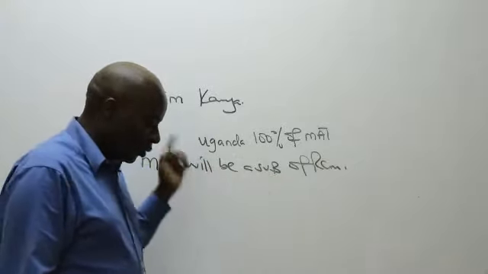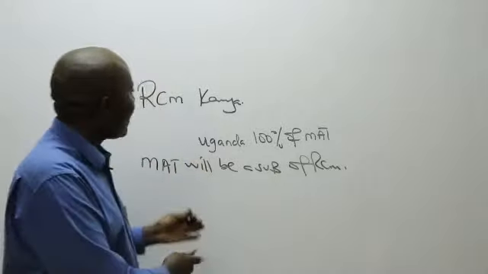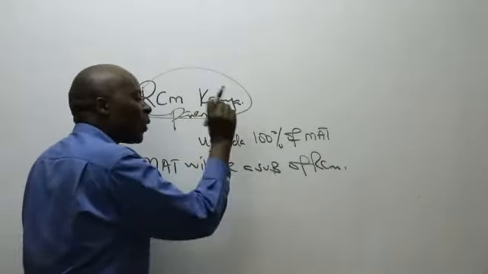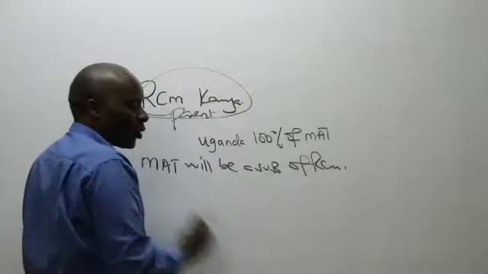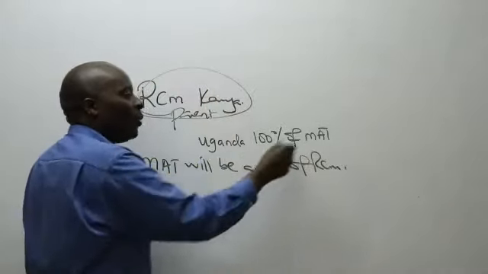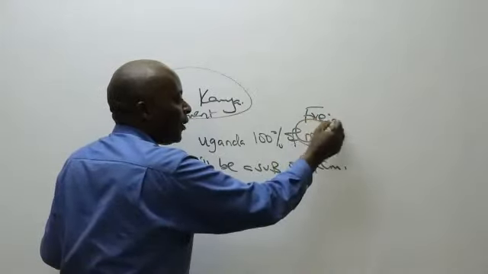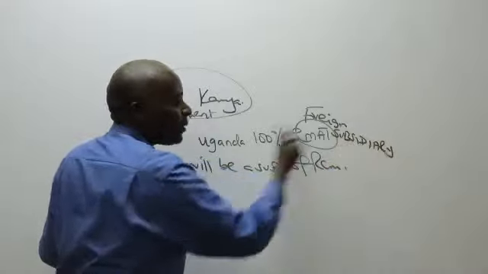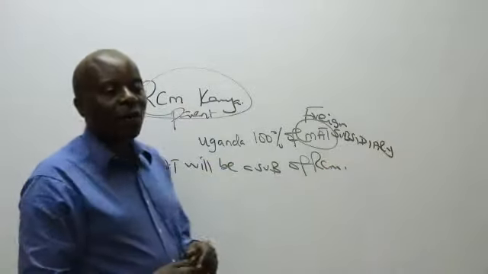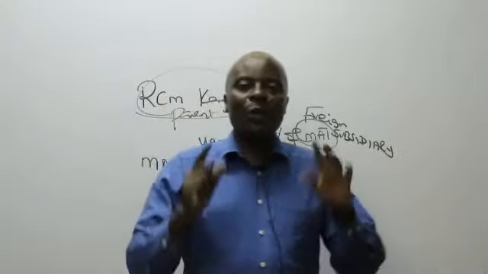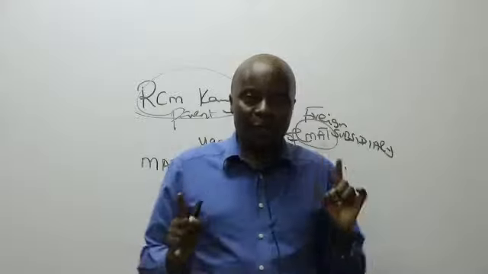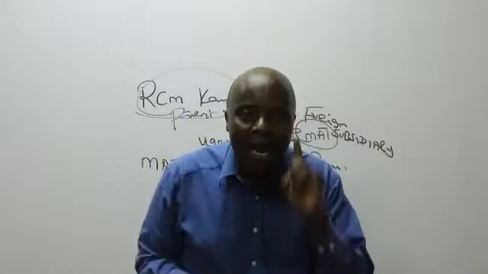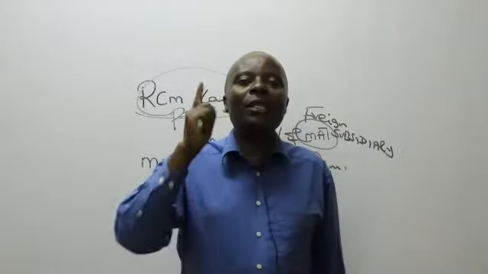However, ladies and gentlemen, one thing we need to know is that now RCM, which is the parent company, has a subsidiary which is located in a different country. So then MAT, which is a subsidiary in Uganda, will be called a foreign subsidiary. So if it's a foreign subsidiary, what does IFRS require us to do when we are consolidating the financial statements of these two entities? Now listen, ladies and gentlemen, we are required by IFRS to report in a single currency.